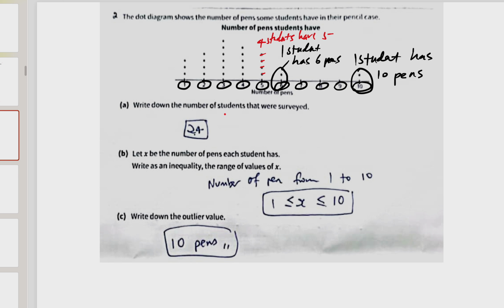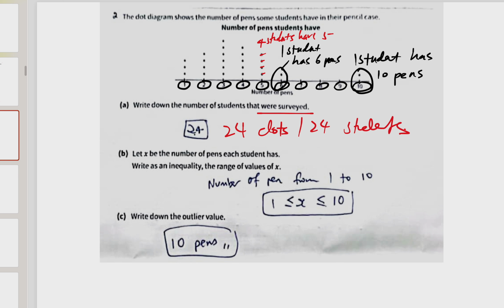So write down the number of students that were surveyed. How many students are here? You count the dots. Count the dots. By the way, the statement is for you to understand. The question never asks for it. But I think it's good that you write it down so that it's easier for you to understand what the dot plot is portraying to you. So you count the dots, it is 24. So 24 dots, so 24 students.